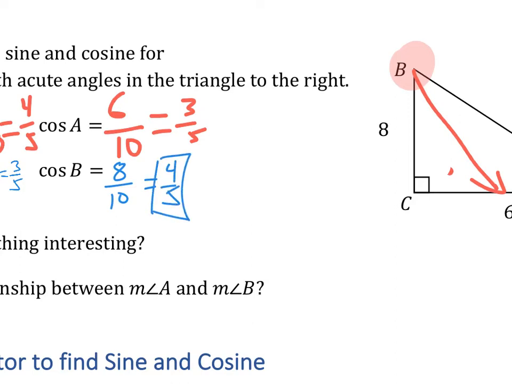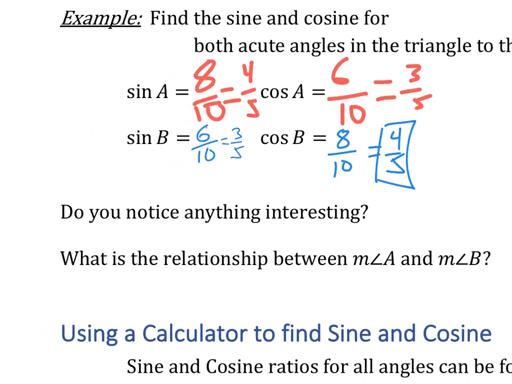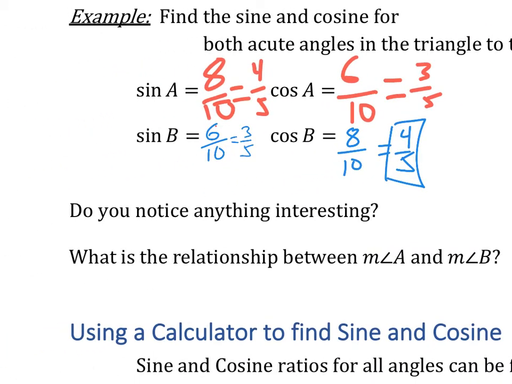All right, now let's see what's going on. Do you notice anything interesting here? We got the sine of B is 3/5. The cosine of B is 4/5. The sine of A is 4/5. And the cosine of A is 3/5. Well, we should notice a little connection here, right? The cosine of A is 3/5, and the sine of B is 3/5. These are the same. And the sine of A is 4/5, which is the cosine of B, which is 4/5. Those are the same. So we've got a little connection here, huh?